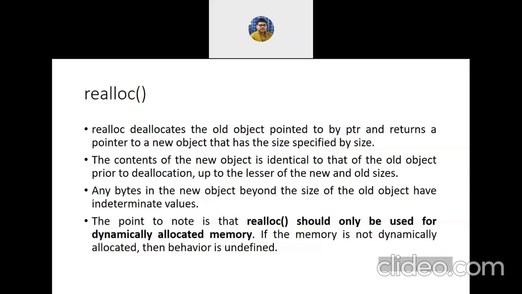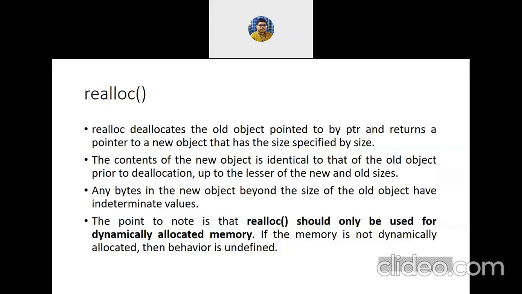So what this point says, again I am repeating, realloc deallocates the old object. Object means the memory space pointed to by PTR. PTR is the pointer that is pointing to that memory space, that object. So realloc deallocates the old object pointed to by PTR and returns a pointer to a new object that has the size specified by the size. Specified by the size is the second parameter of the realloc function.